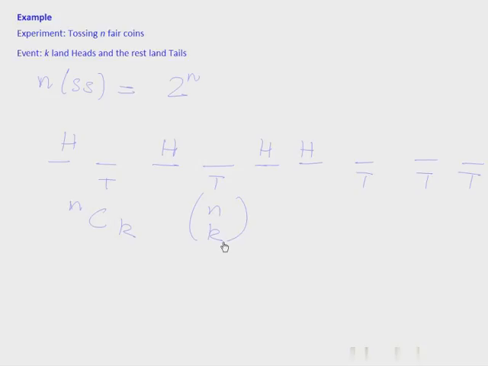So we have our answer. The probability that we are looking for is n choose k over 2 raised to n. That is the probability of the event that k of the coins land heads and the rest land tails. For people who have difficulty following the notation n choose k, please refer to our lessons on permutations and combinations.